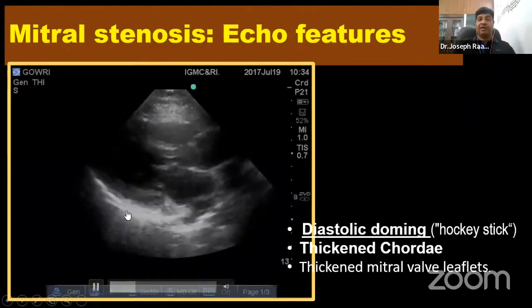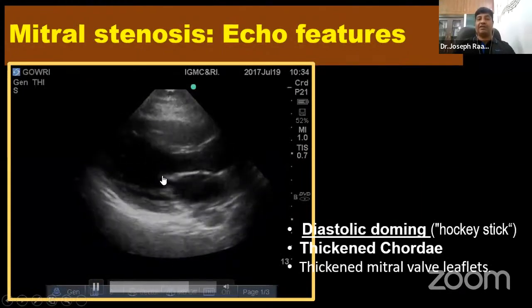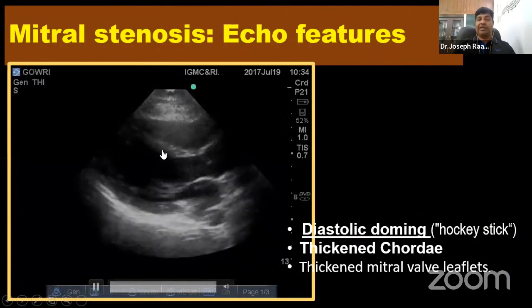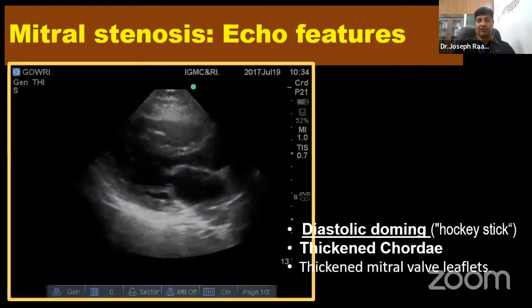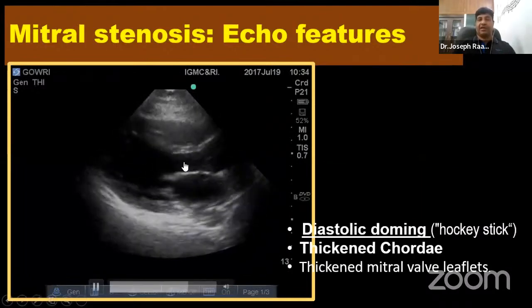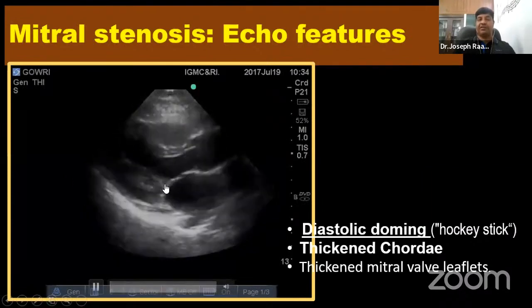If you recollect my previous images, the anterior leaflet of the mitral valve was moving very well and touching the interventricular septum. That's what we saw during the assessment of the systolic function. But if you see in this video, because of this fusion, the tip of the mitral valve is not moving well. As a result, you get something like a doming. This is called diastolic doming, and this is your hockey stick appearance. Then you can see the thickened chordae and the thickened leaflet.